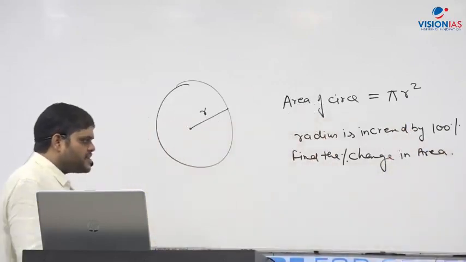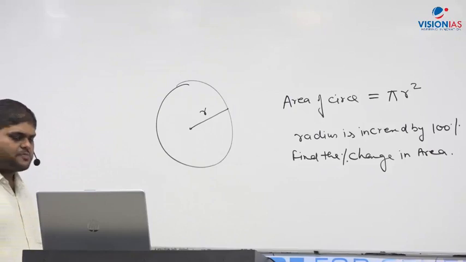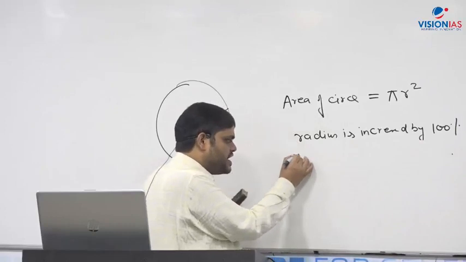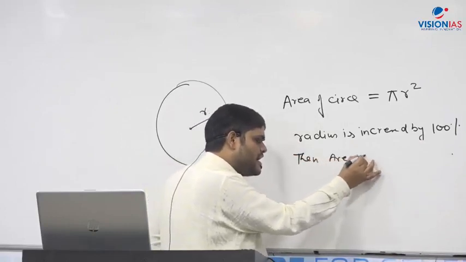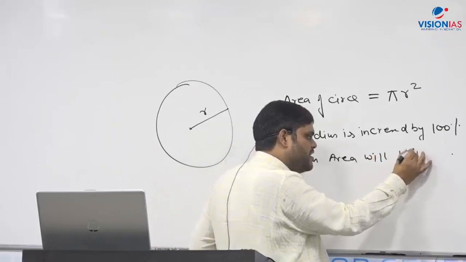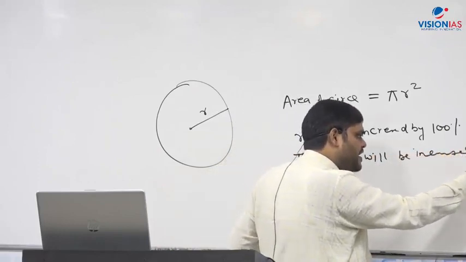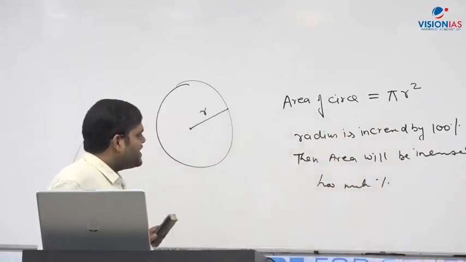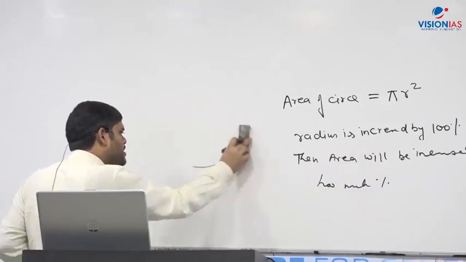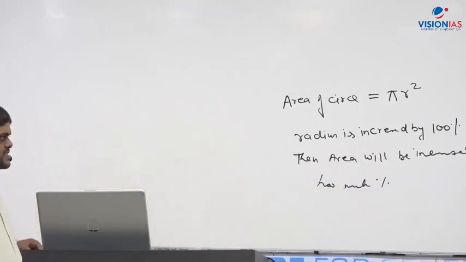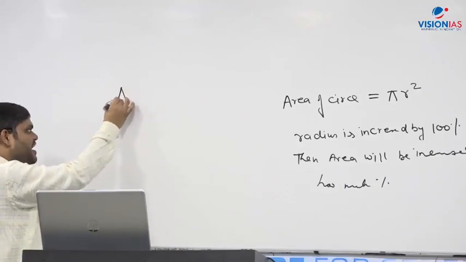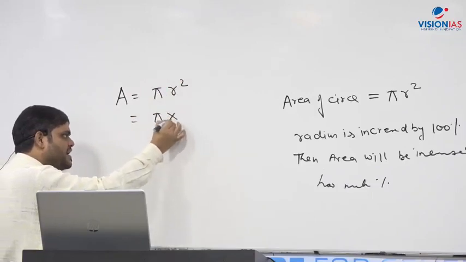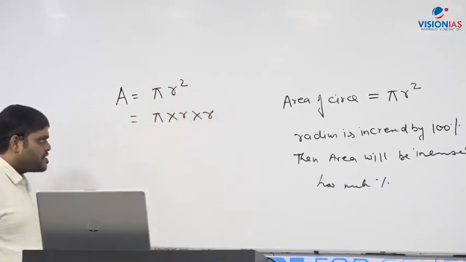Find the percent of change, or the question could be like this: the area will be increased by how much percent? The radius of the circle is increased by 100%. See, now we know that area is equal to pi r square. I can write this as pi into r into r.